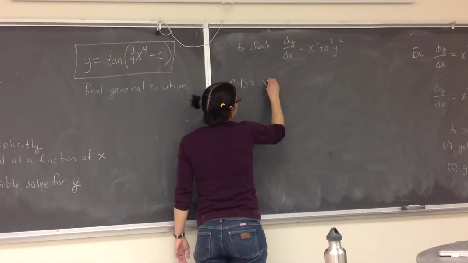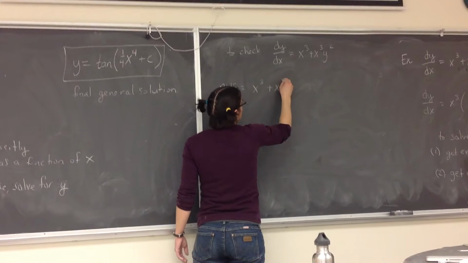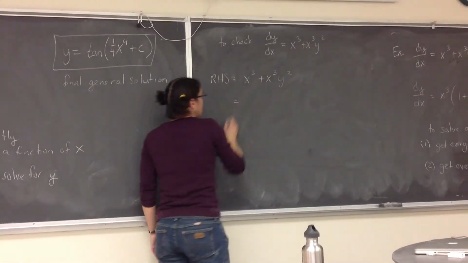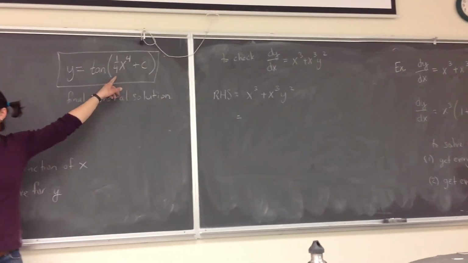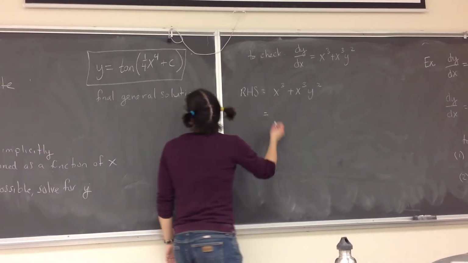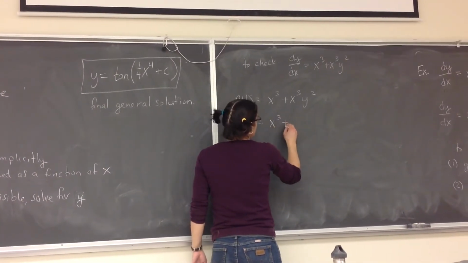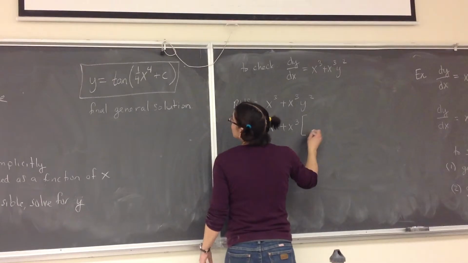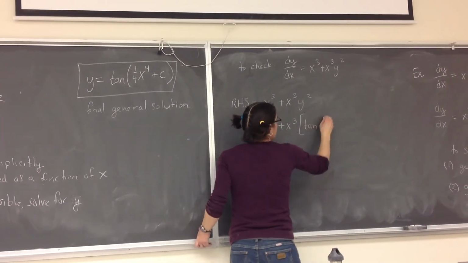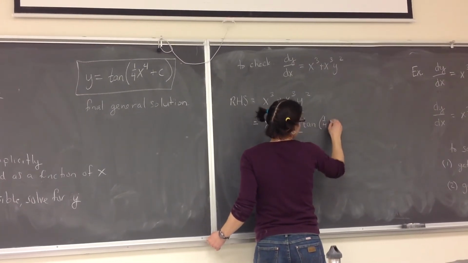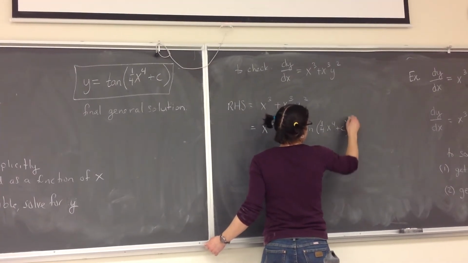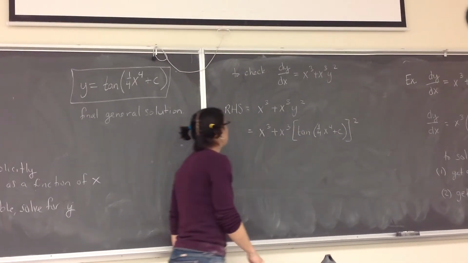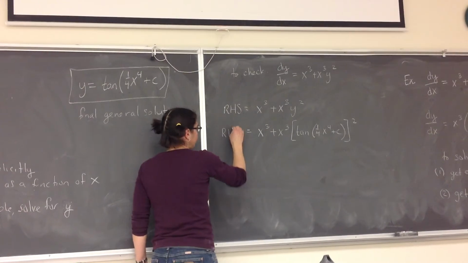So let's look at the right-hand side first. Our right-hand side is x cubed plus x cubed times y squared. And our choice for y, what we came up with for our solution, we'll have x cubed plus x cubed times tangent of 1/4 x to the fourth plus c squared. So that's our right-hand side.